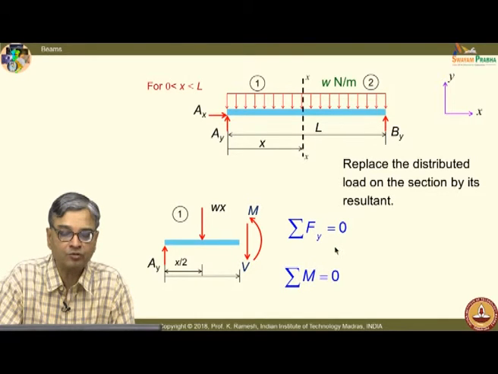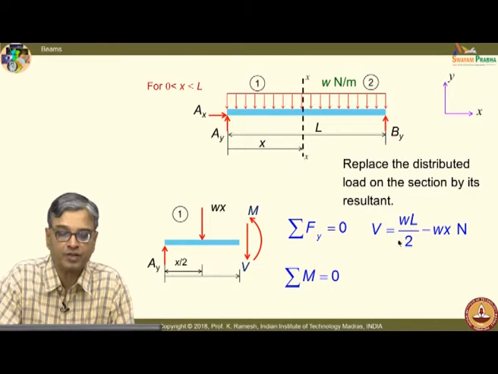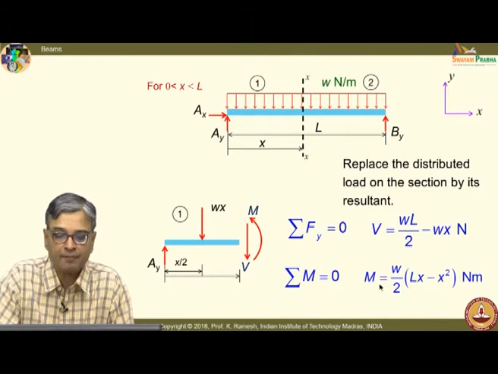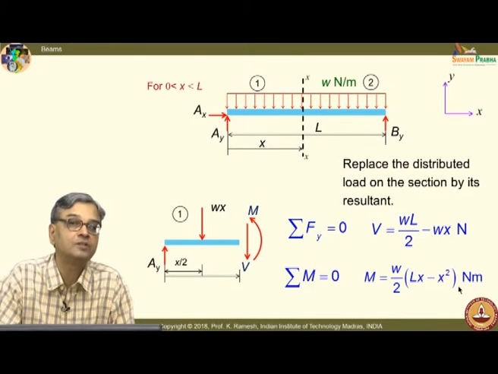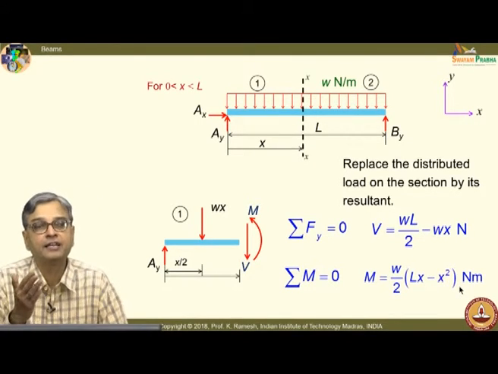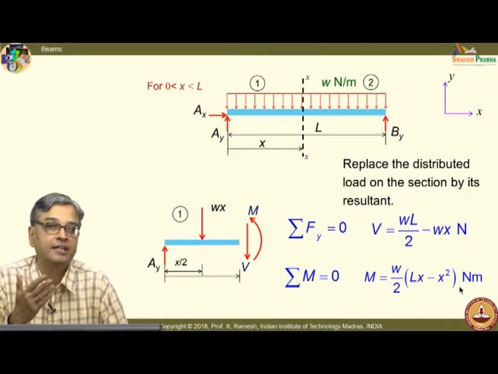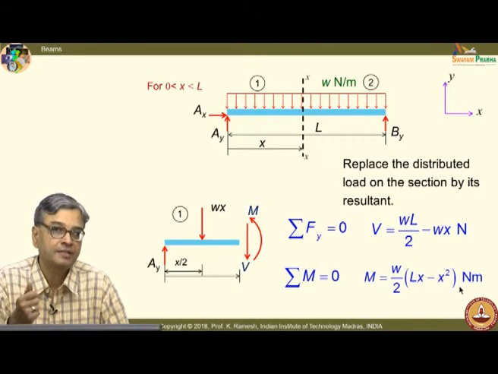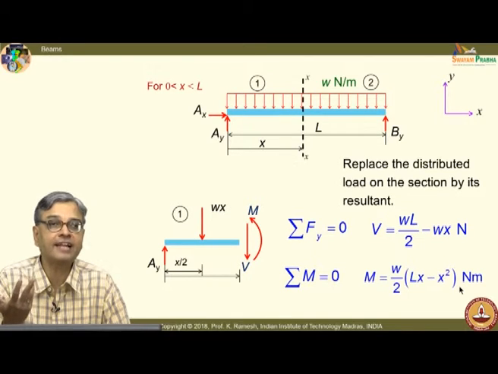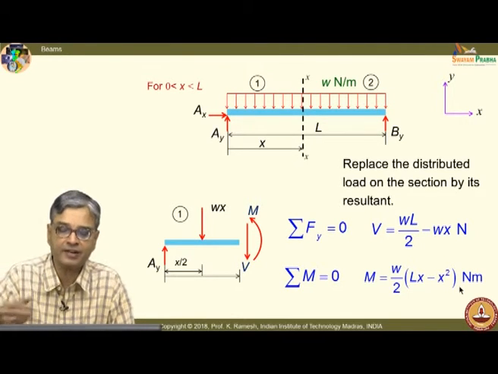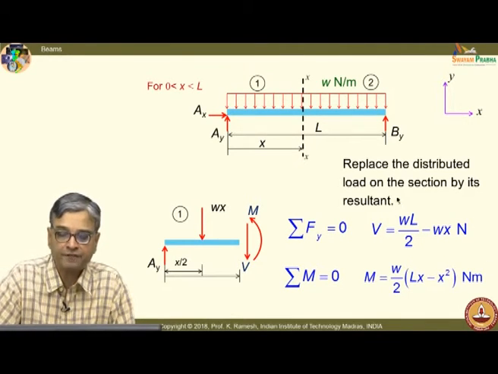And when I do this, the equilibrium condition, sigma Fy equal to 0, gives me V equal to WL by 2 minus Wx, and sigma M equal to 0 gives me M equal to W by 2 times (Lx minus x square). So, you could see here shear force is a linear variation, and for bending moment I get a second degree curve. So, there is some kind of interdependence between shear force and bending moment.